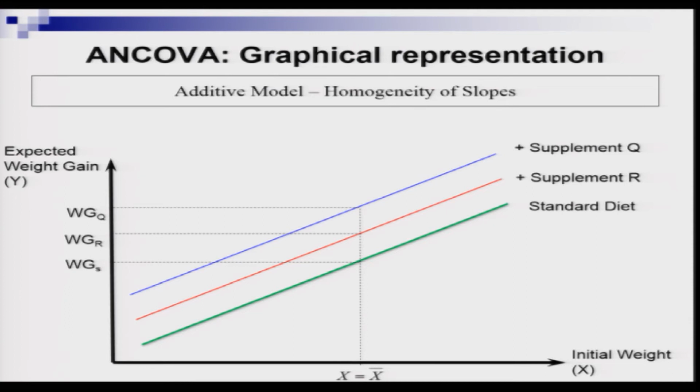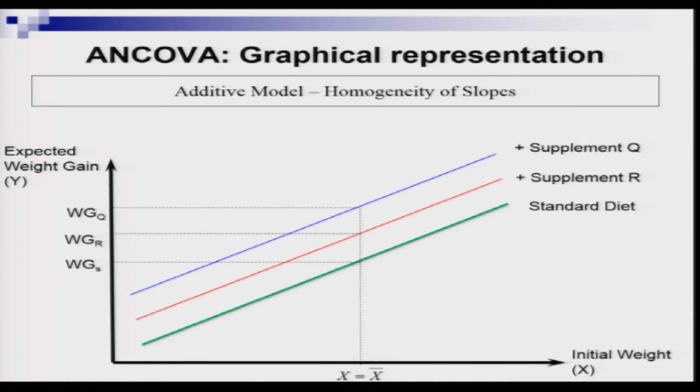The first line at the bottom is the standard diet curve, marked in green. If no supplement is given to the birds and they are only fed the standard diet, then a linear relationship is expected between the initial weight of the bird and the expected weight gain. Now, if you give birds a mixture of standard diet and some supplement, say R, then there is a shift in this positive relationship, a parallel shift, and that shifted line is marked in red. That is the relationship between expected weight gain y and initial weight x when treatment number 2 is provided, the standard diet plus supplement R.